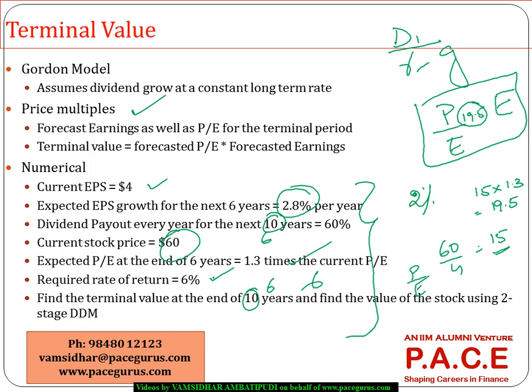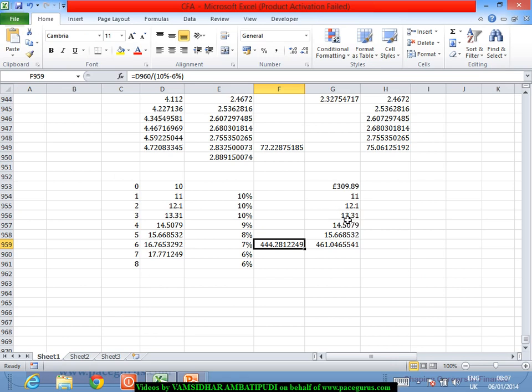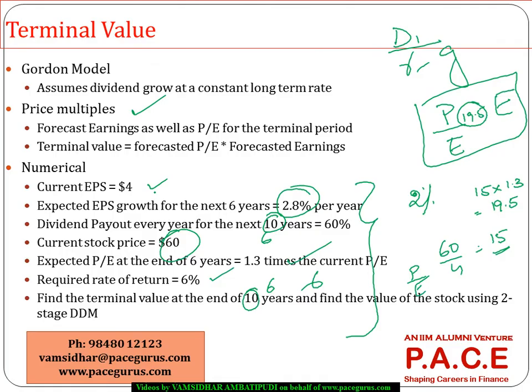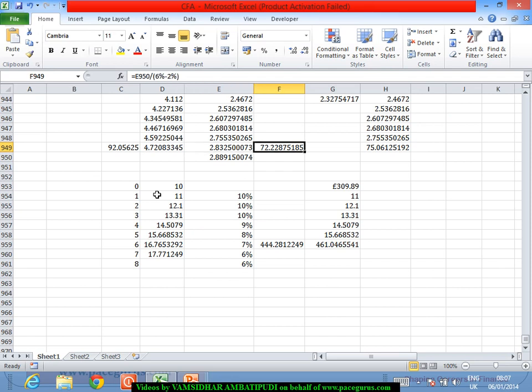And the earnings at the end of 6 years we have already worked out. So what we can do is take P by E 19.5 into EPS at that point in time, and in that case take the terminal value as 92.05. Whereas when we used the Gordon model, we got the terminal value as 72.22, but when I used the price multiple, I got the terminal value as 92.05.